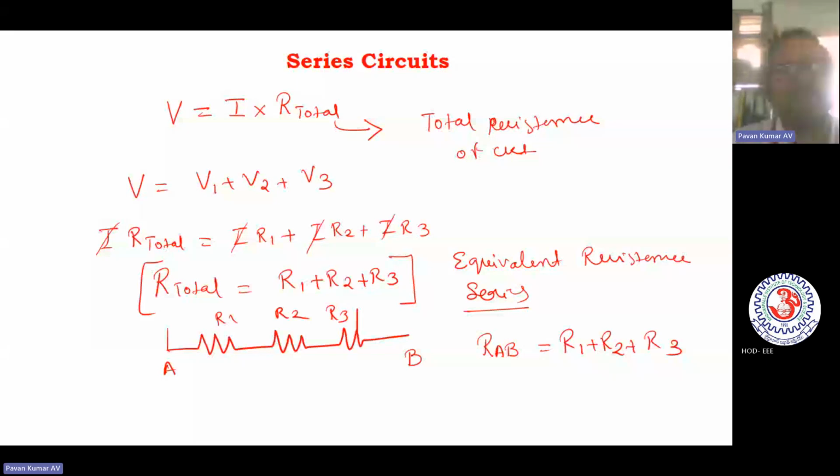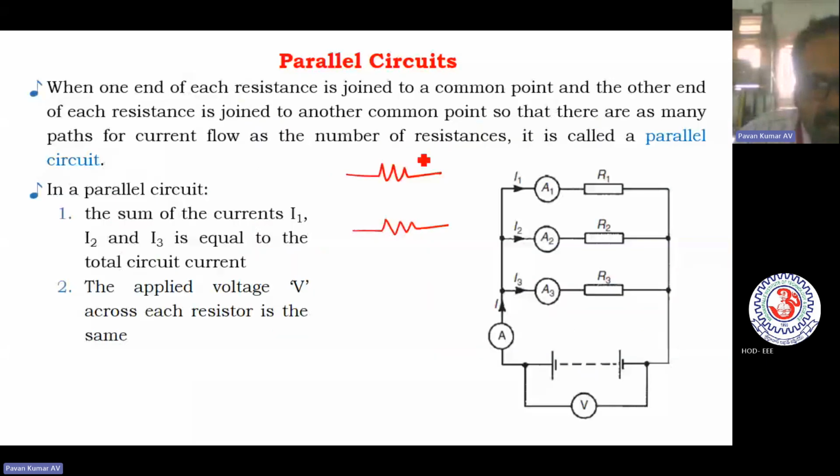Next is the properties of parallel circuit. We can say the resistances are in parallel when both the ends are connected together. I am drawing a resistance R1 and resistance R2. These are the two resistances R1, R2. When both the ends are connected together, they are said to be in parallel, like this. So that's how the parallel connection is.